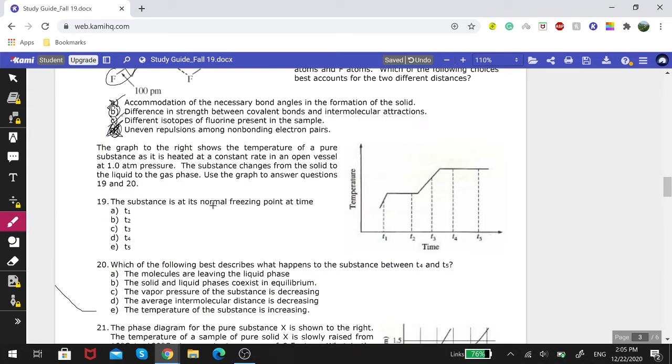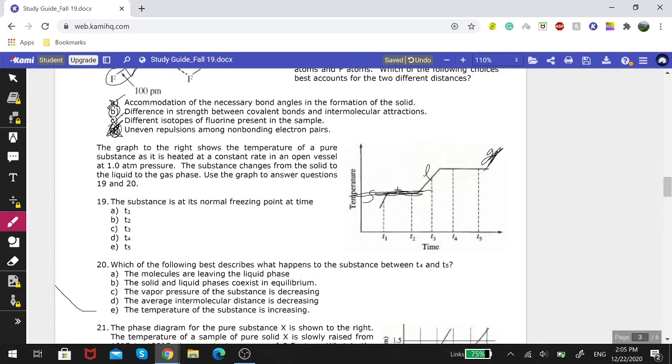The graph to the right shows the temperature of a pure substance that is heated at a constant rate. As for the freezing point, what is the freezing point of this? This is solid, liquid, and if there was one, this would be gas. So the freezing point will be this line. The freezing point is the process between liquid and solid, so this line will be the freezing point.